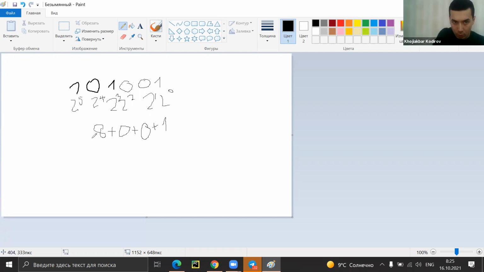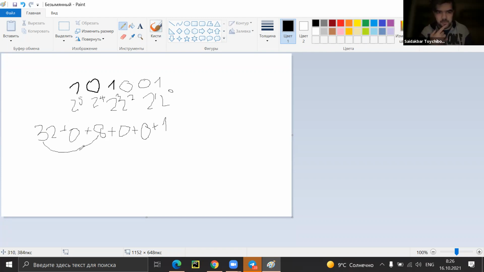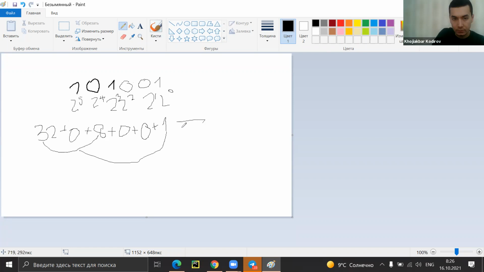2 to the power 4 is 16. Multiplied by 0, it's going to be 0. 2 to the power 5 is 32, and multiplied by 1 it is going to be 32. And then I'm going to get the sum of these numbers. 1, 8, and 32 make 41. So the answer is 41.